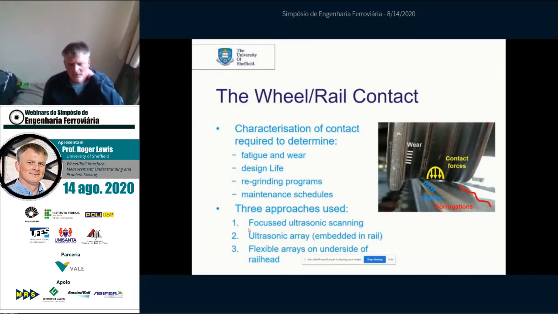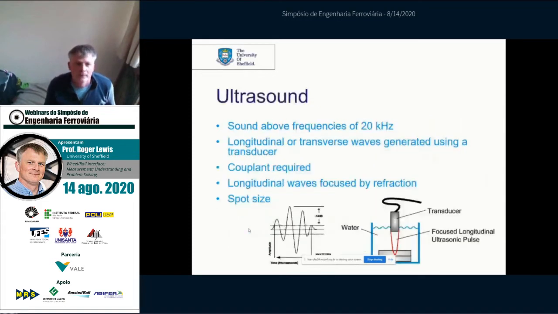So this is of static contacts. Obviously, that's useful in a sense. We can get very high resolution measurements, but wheels and rails are dynamic. You know, the wheel rolls down the rail. We need to understand the dynamic contact. So we moved on to use ultrasonic arrays, initially embedded in rail and then mounted on the underside of the railhead to give us the potential to take real-time measurements of the contact conditions.